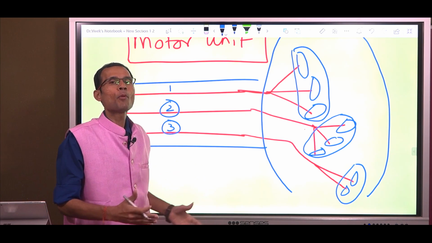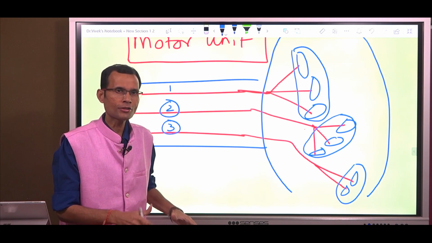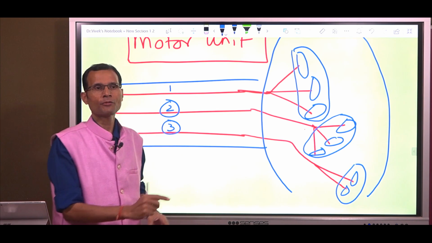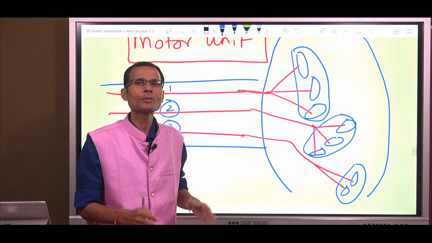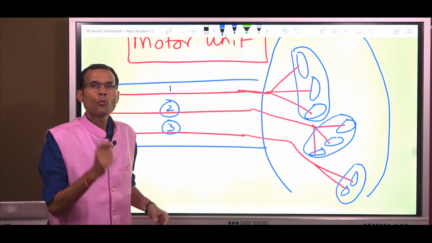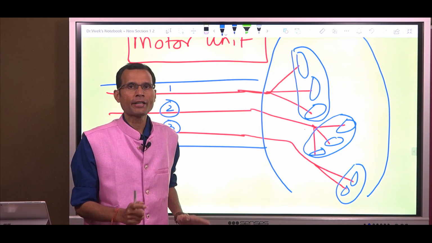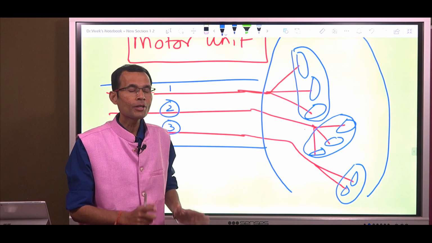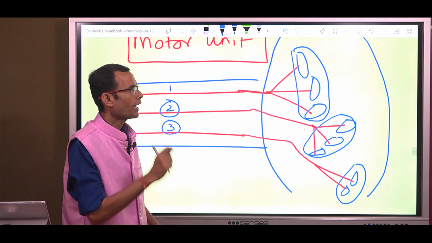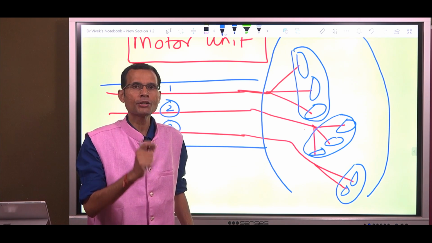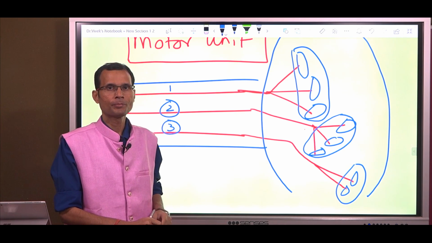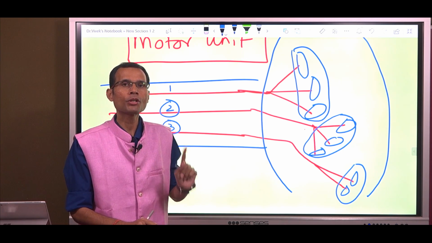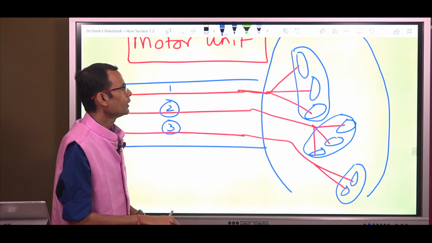Now, why is it important to understand this? It's because, now listen to this part carefully. I'm going to tell you 2 important things about the motor unit. Whenever a muscle is contracting, at least one motor unit will be contracting. At least one motor unit. Okay. So it means what?